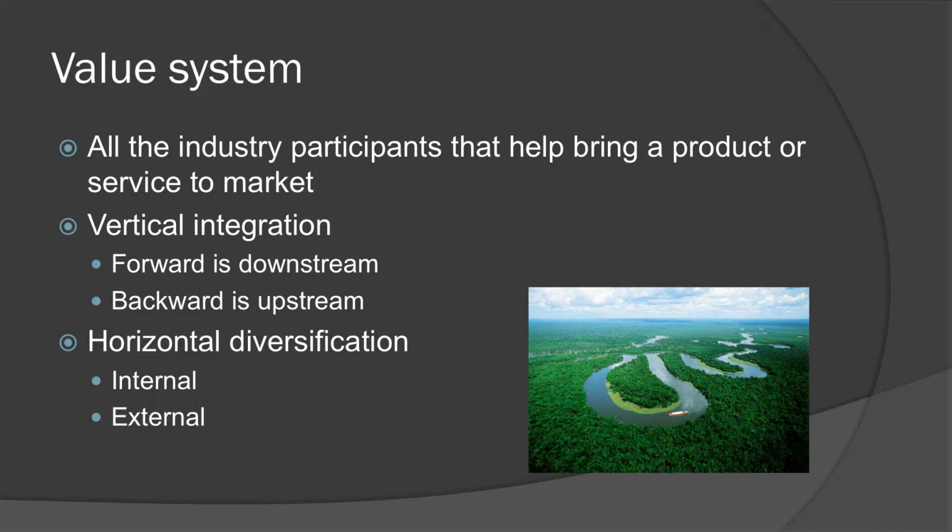Let's begin discussing the value system. I think the book does a very nice job of describing it. We can think of it as a river. You can forward integrate and go downriver. You can backward integrate and go upriver. The idea behind a value system is it's every piece along the path where value is added to a service or a product.